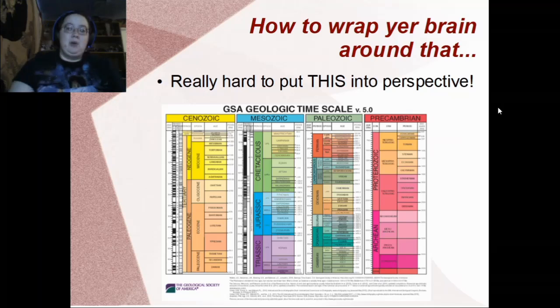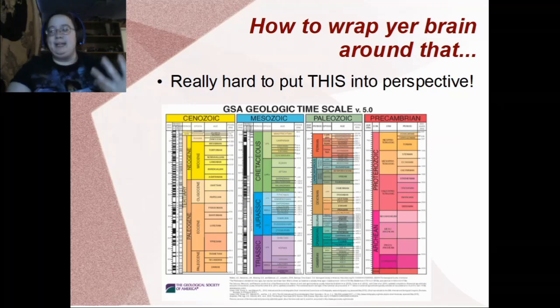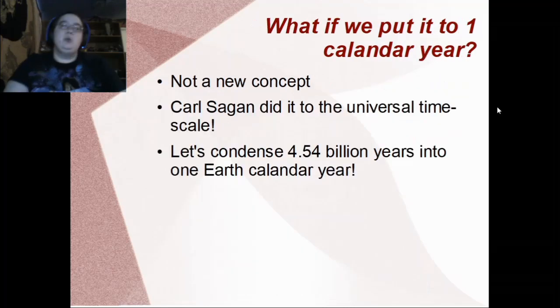So the geologic timescale is a good way to put it. That's really nice. It's visual. It's really cool, but it's still really hard to wrap our heads around how long the planet has been. So, what if we put it into a single calendar Earth year?